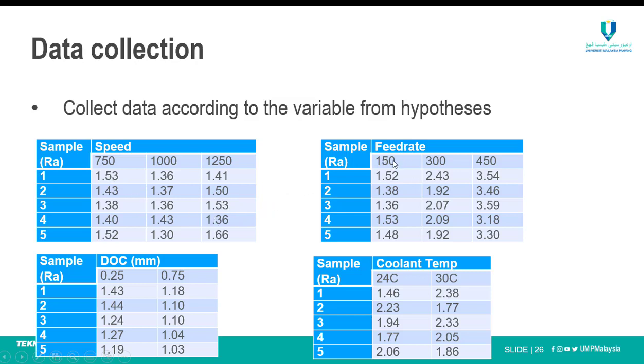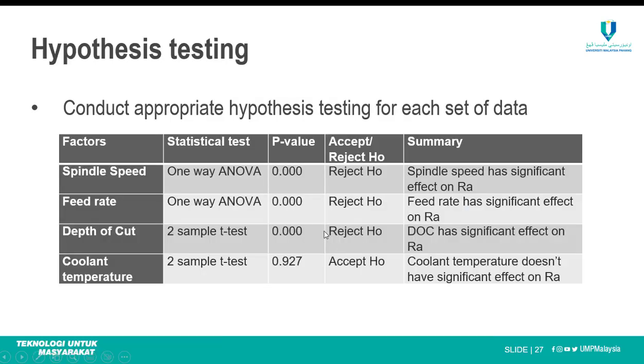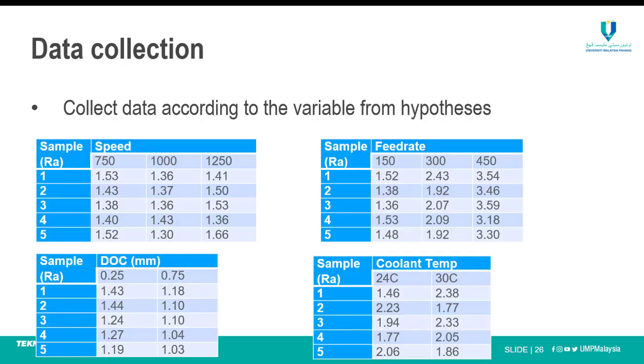Then for feed rate, we also collect three categories of data by using 150, 300, and 450. For temperature, we collect the data of 24 degrees C and 30 degrees C, and for depth of cut, we collect 0.25 and 0.75 mm data. Then we conduct an appropriate hypothesis test.